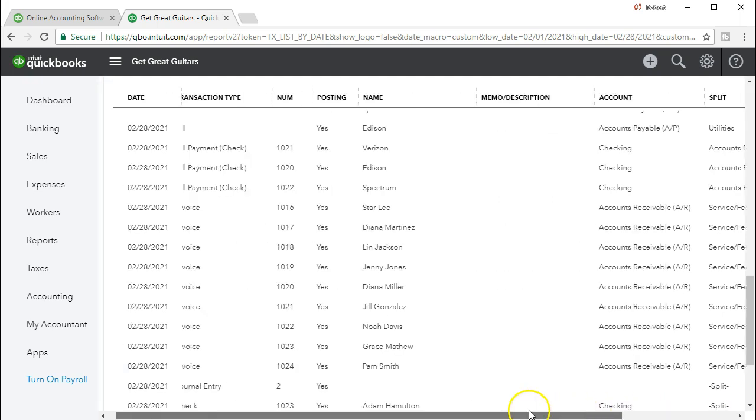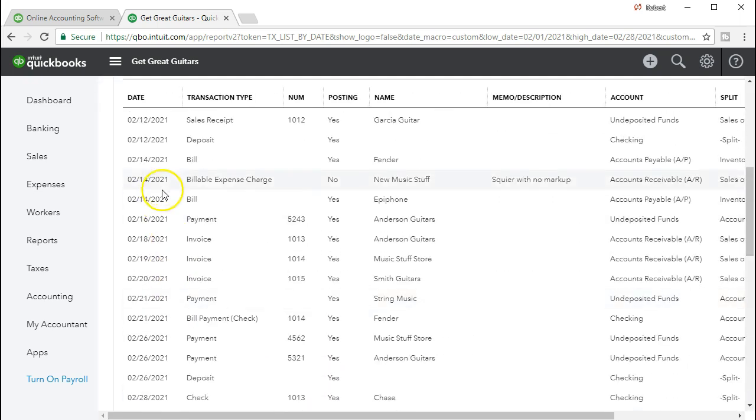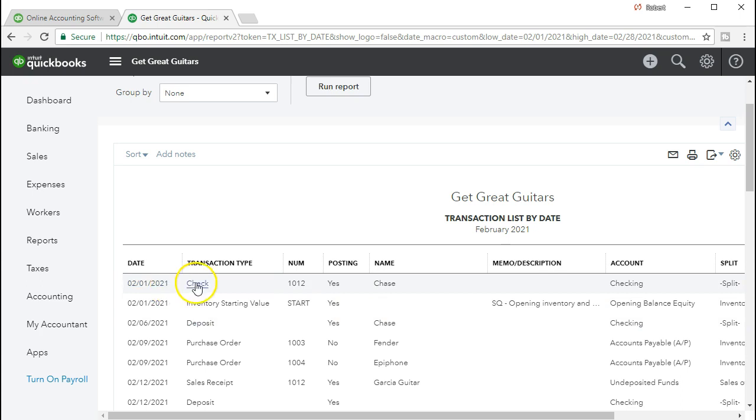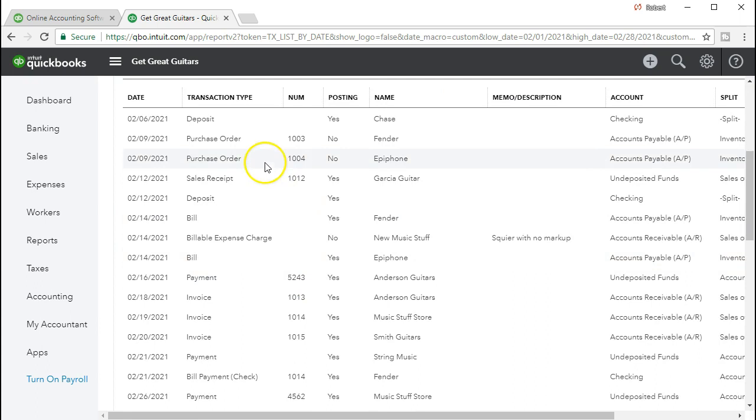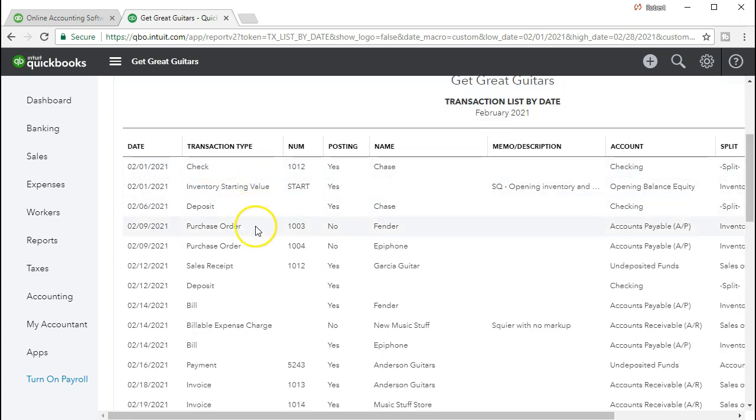I'm going to scroll back over and do the same thing for the dates and the transaction type. So you can check these two off and see if they tie out as well. So here's our dates and transaction types.